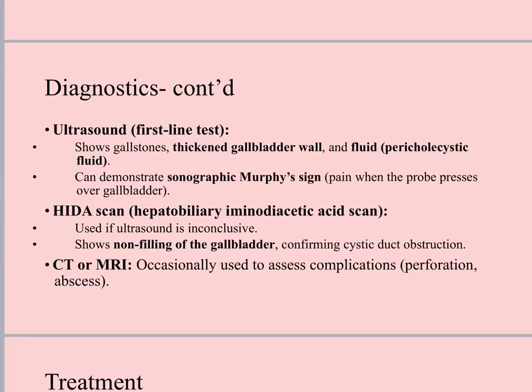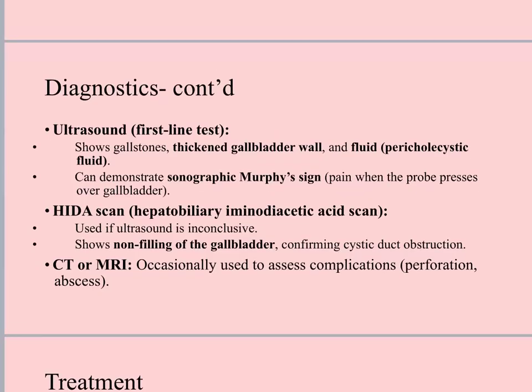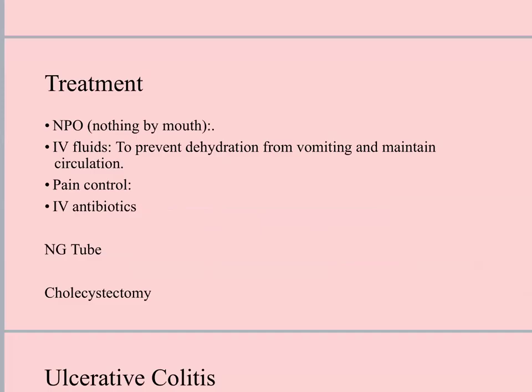They can do something called a HIDA scan, which is specific to the gallbladder. It's just an injection where they inject radioactive dye and it travels through the liver, the gallbladder, and the bile duct. Then a camera takes a picture of what's going on. So that can be diagnostic if the ultrasound is not showing it. Sometimes a CT or an MRI is useful, but more so to assess complications like a perforation or an abscess.